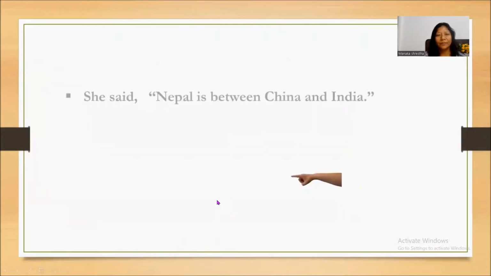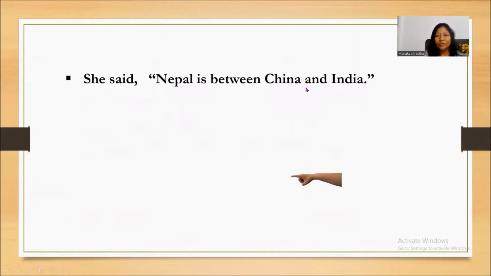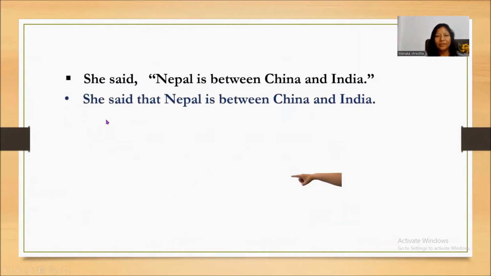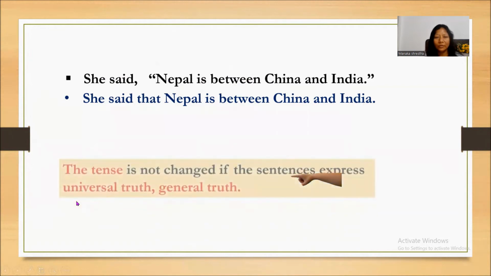Next rule here. She said, "Nepal is between China and India." And she said that Nepal is between China and India. Here also the tense is not changed. Said is past tense. The reporting verb is past tense. If the reporting verb is in past tense, the rule is that the tense is changed. We should change the tense. But here you see the tense is not changed. Why? Because here's the rule.